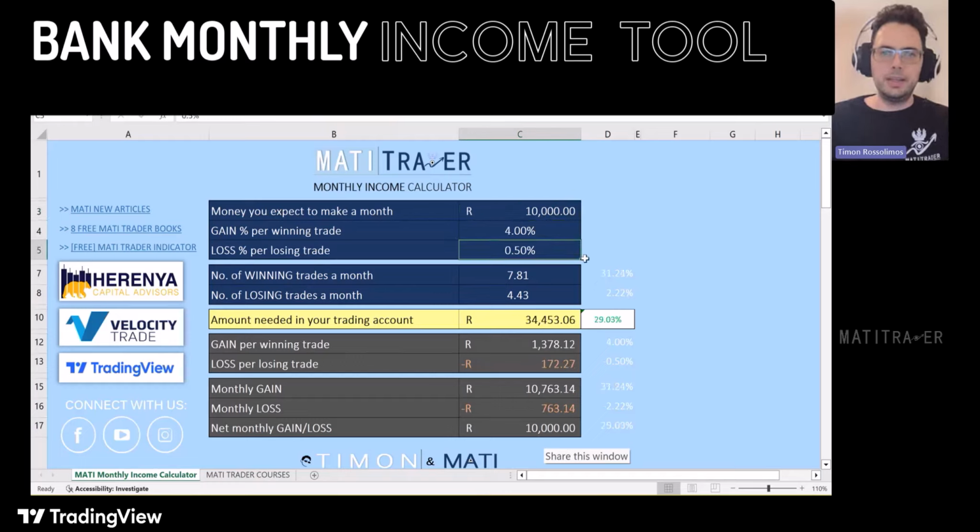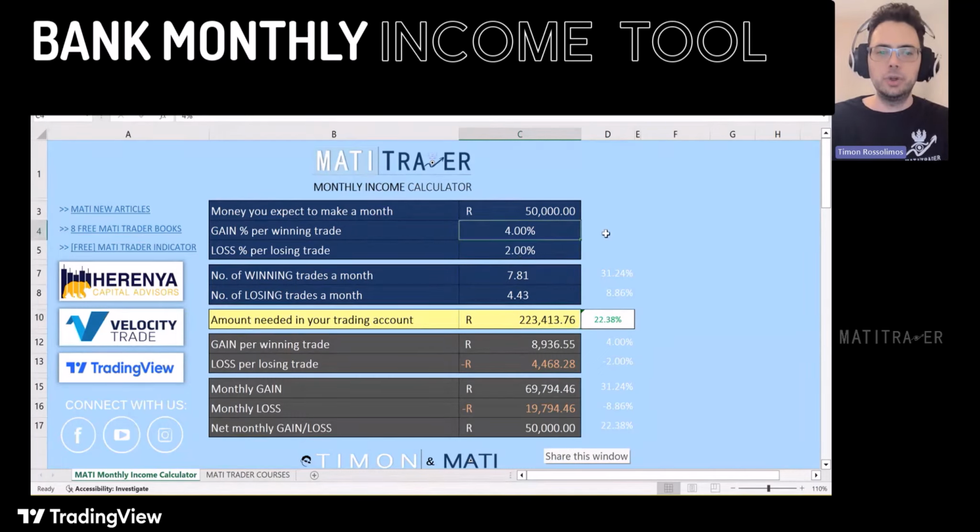So the gain percentage, let's go to 50,000 Rand a month. Now it's starting to pick up a little bit. So the loss percentage per losing trade is 2%. The gain percentage per winning trade is 4%. The number of winning trades a month stays 7.81 trades. Number of losing trades a month stays at 4.43. And you want to make 50,000 Rand, which means you need 223,413 Rand and 76 cents to bank using that 2% rule.